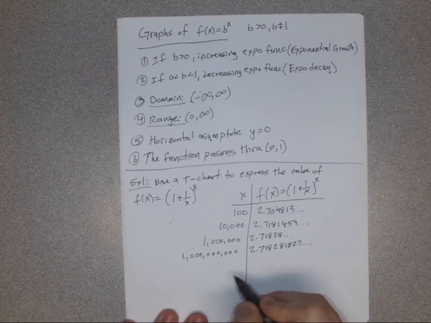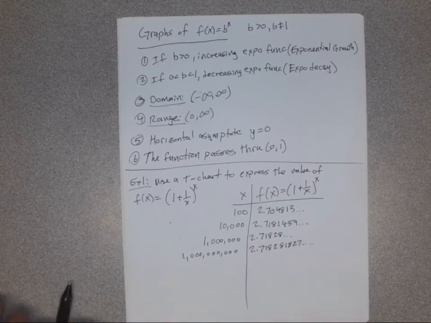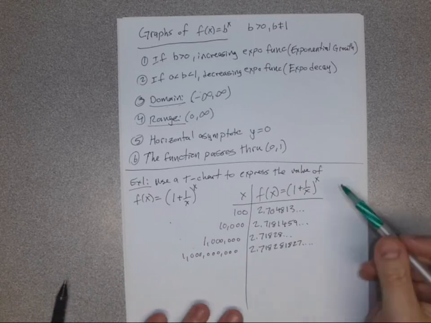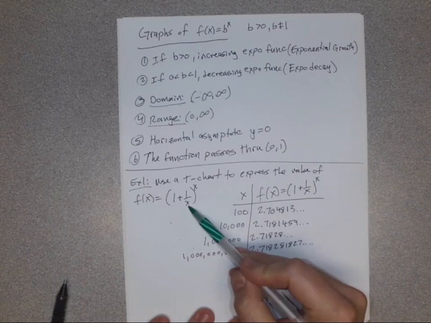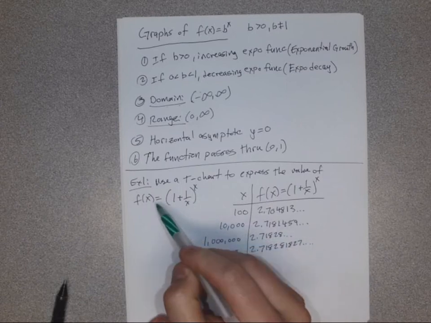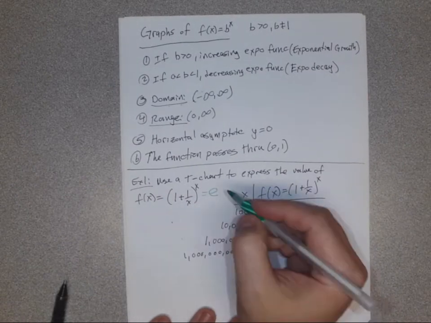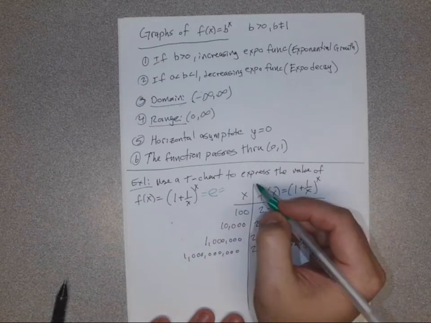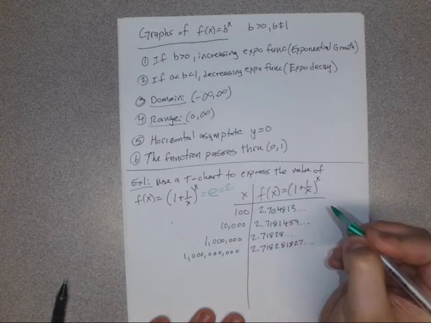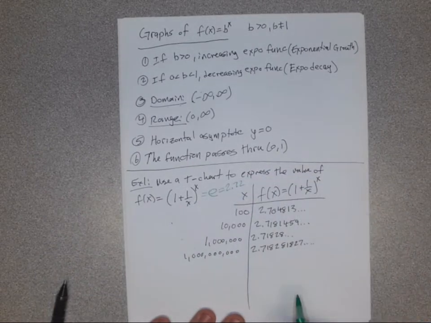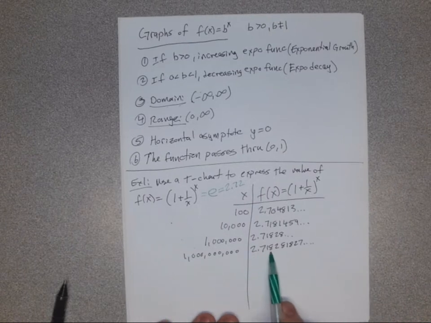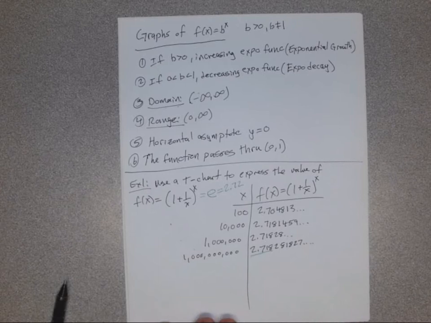So what we say here is that as x gets larger and larger, this value becomes what we call e, which is equal to roughly 2.72, just rounding this up. And if you want to use 3 decimal places, that's okay. 3 would be 2.718.